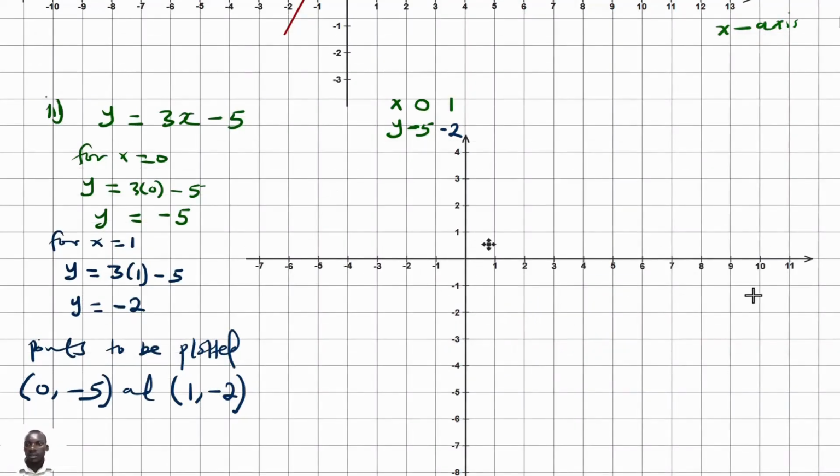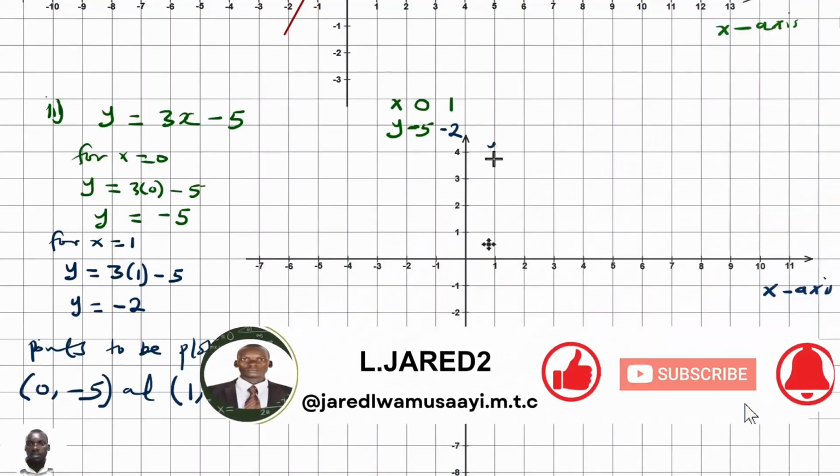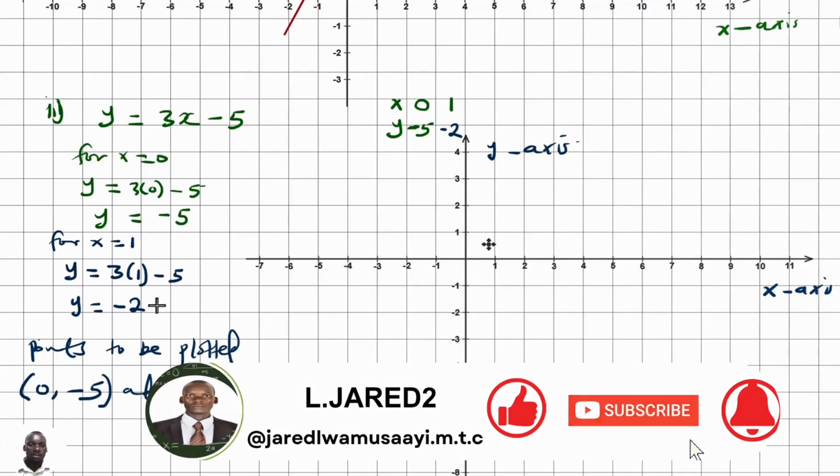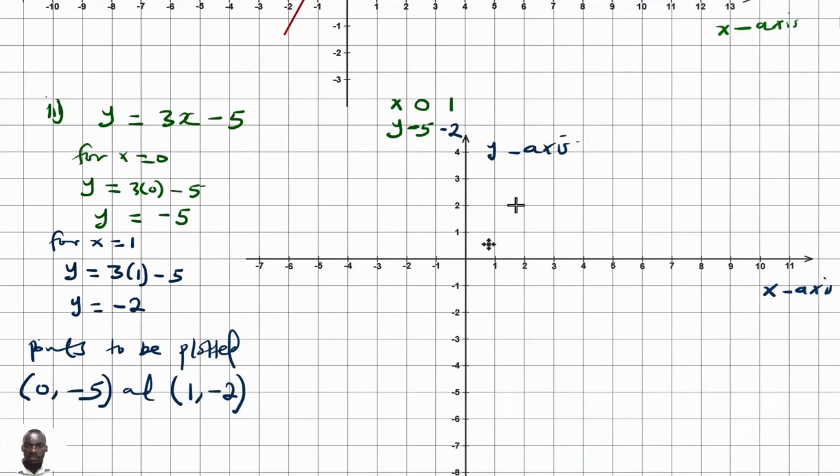From the Cartesian plane, this is the x-axis, then this is the y-axis. So we are going to plot the coordinates (0, -5). It is here. Then (1, -2). Sorry, let me make it accurate. It is (1, -2), so it is there.